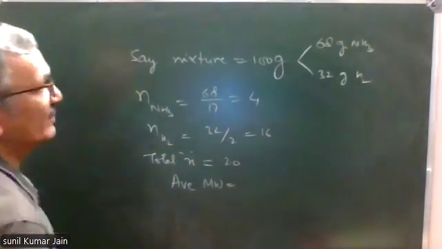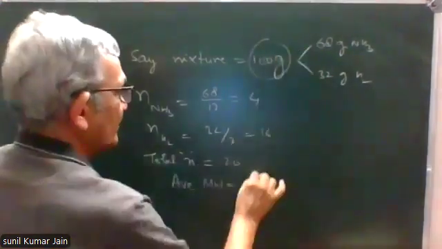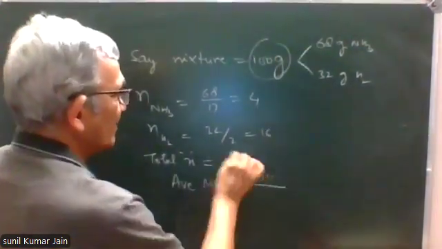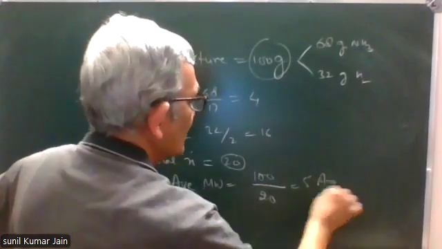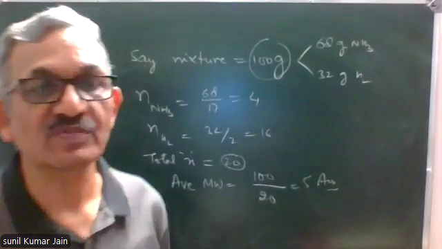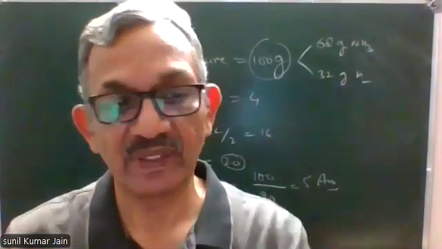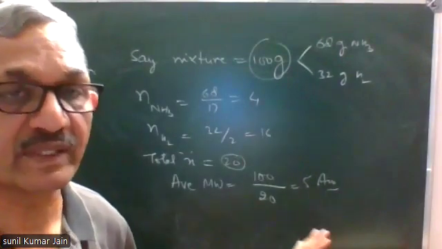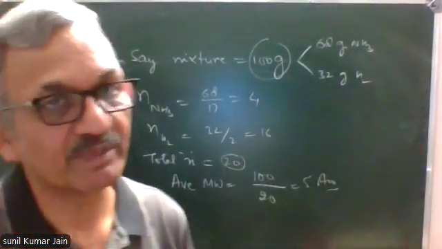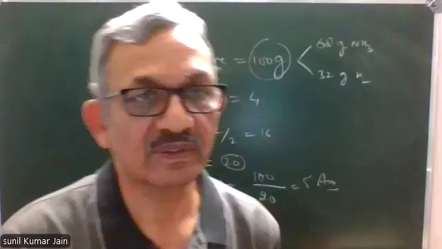Now, average molecular weight is total weight divided by total number of moles. So average molecular weight of this mixture is 5. Right? Although we will study the mole concept in detail, maybe we start today or maybe on Tuesday.